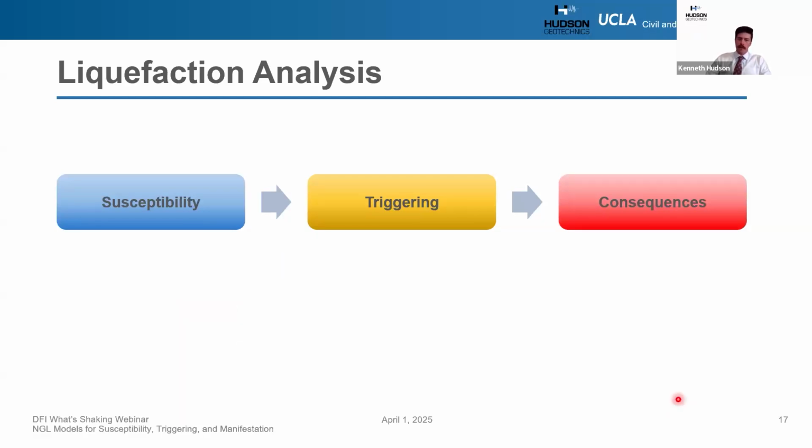If we determine that there are susceptible soils at our site, then we can move on to the next analysis, which is a triggering analysis. Now, this is where we kind of throw in things like the density of the soil, the saturation of the soil, and then also the loading that the soil might experience during a design level earthquake.